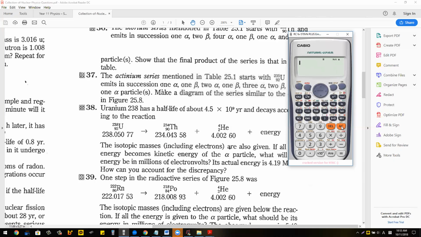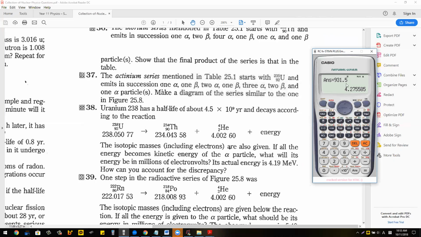So you could have done 238.05077 minus bracket, 234.04358 plus 4.00260, close the bracket. Same thing. And then you times this one by 931.5, is it? Yeah, 931.5. Then you get 4.27.